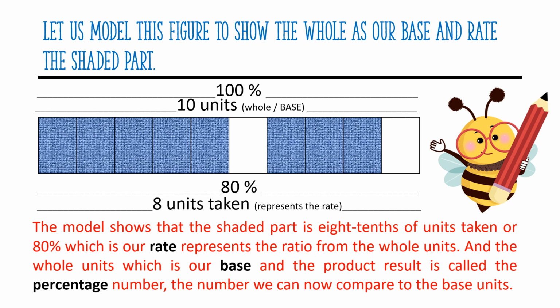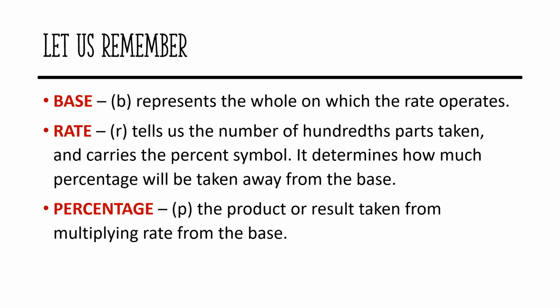The whole units are our base, and the product result is called the percentage number. The percentage number we can now compare to the base units. Let us consider that the base, or B, represents the whole on which the rate operates. The rate, which is our R, tells us the number of hundredths parts taken and carries the percent symbol. It determines how much percentage will be taken from the base. The percentage, which is P, is the product or result of multiplying the rate by the base.